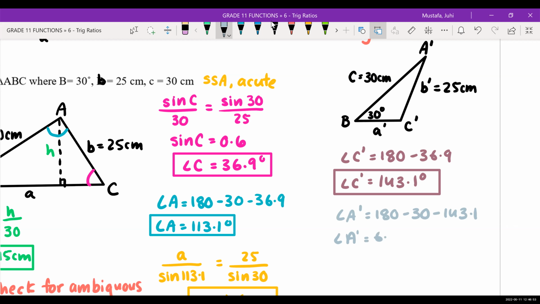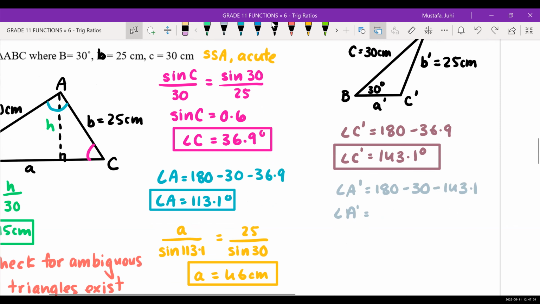6.9 degrees. So don't be alarmed if you find that this angle is very small. That's expected, because look how small angle A actually is. We can't round this, so it's just going to be 6.9 degrees.